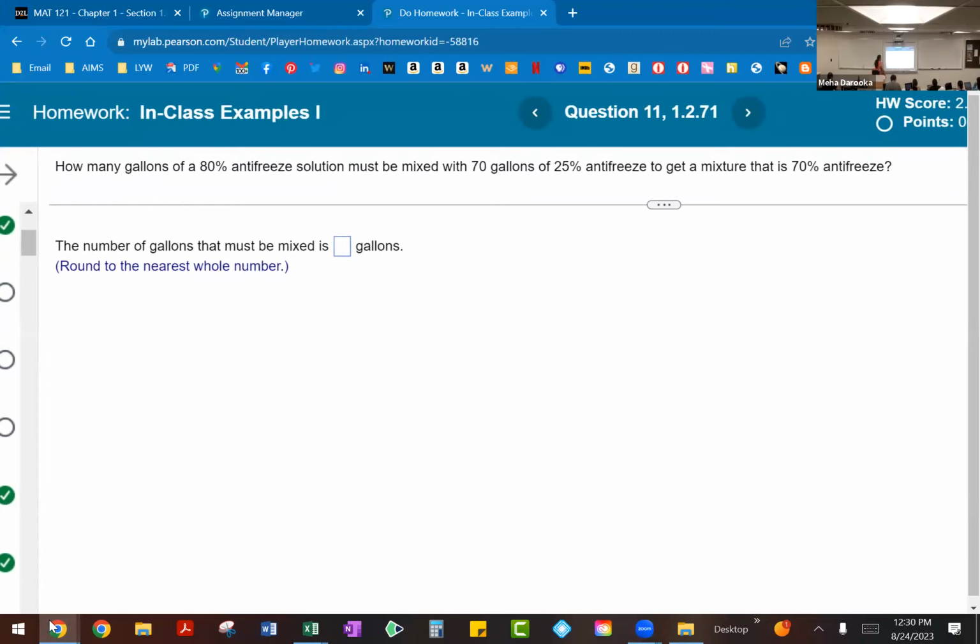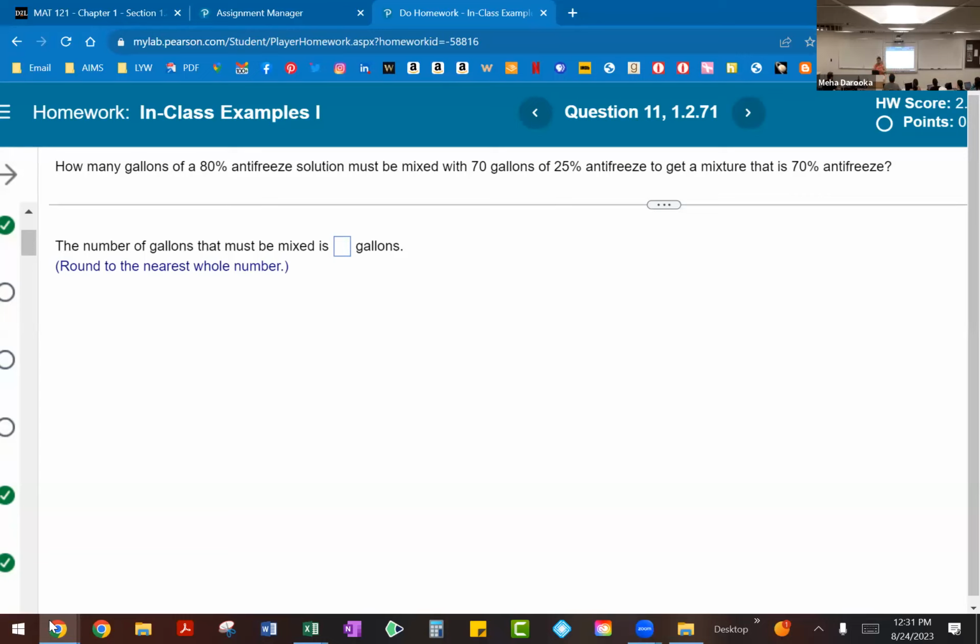Alrighty. So this one we're trying to find the quantity, but that would depend on the concentration also. We're taking 80% antifreeze solution and mixing it with 70 gallons of 25% antifreeze to get a mixture, which will be our final result of 70% antifreeze, right? So since one of them is a much lower concentration, your mixture will drop from 80% to 70% in this case. They're telling us we're using 70 gallons of the 25%, but we don't know how many gallons of the 80% we're using. And then we know the resulting would be 70% of whatever that total is.